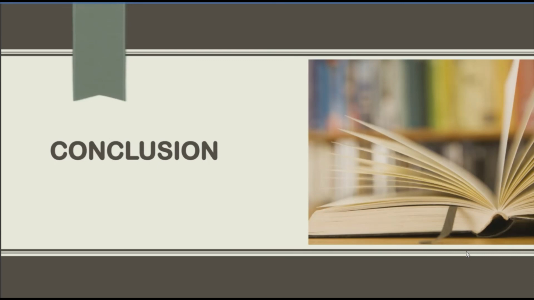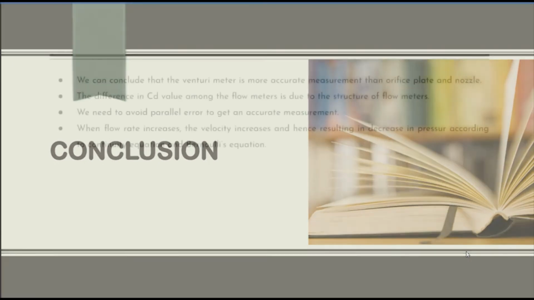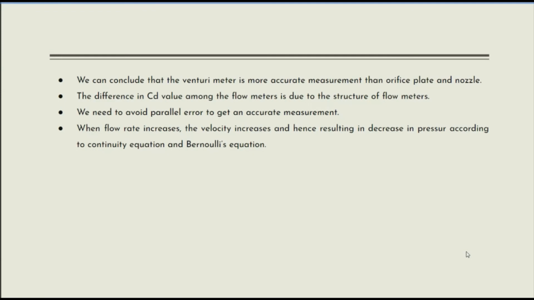Based on the data obtained, we can conclude that the venturimeter gives more accurate measurements than the orifice plate and nozzle, as the average discharge coefficient CD of the venturimeter is 0.96, which is approximately 1. The average CD for the nozzle is 1.054, which is more than 1, and the orifice plate is 0.684, which is less than 1. So both are less accurate than the venturimeter.